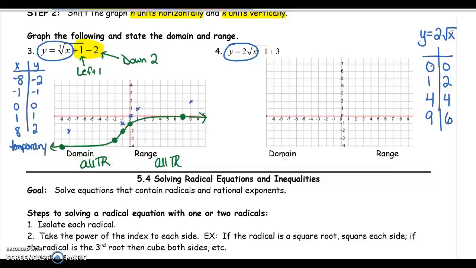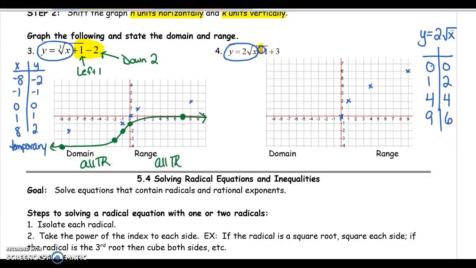So our temporary points already have the stretch incorporated into them. So we don't have to worry about the stretch anymore. So plot these temporary points. We've got 0, 0, 1, 2, 4, 4, and 9, 6. Don't connect your temporary points, just get them on there.